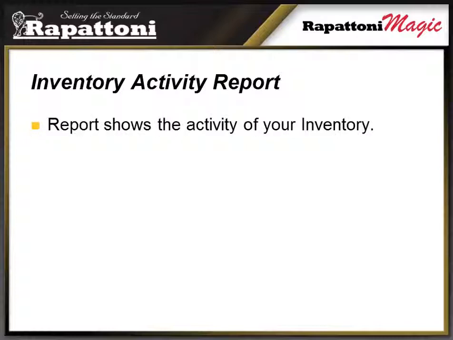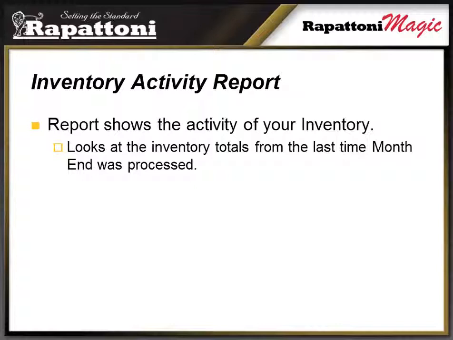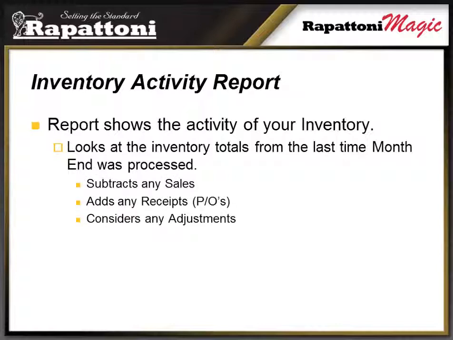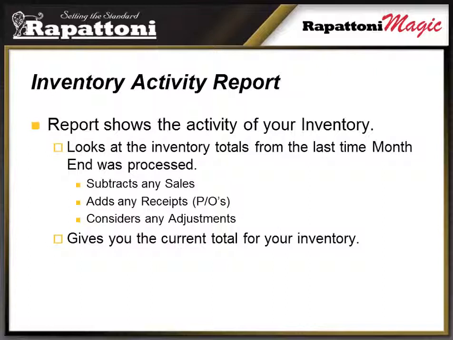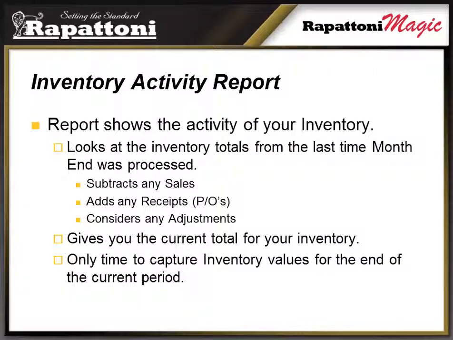So what this report does is show the activity of your inventory. It looks at the inventory totals from the last time the month-end process was run. It's going to subtract any of the sales, add any of the receipts or the POs, and also consider any adjustments, which will end up giving you a current total for your inventory. And like we said, it's the only time to really capture the inventory values for the end of the current period. So really recommend doing that on a monthly basis.